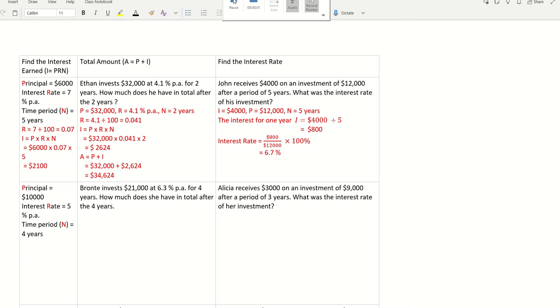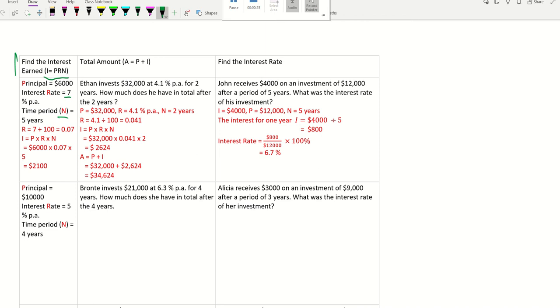Looking at the first questions for the 10th, our first question up here is one of finding the interest. We're just simply using the formula as is. Interest is equal to the principal times the rate times the time period n. So we have principal of $6,000, interest rate 7%, time period 5 years.